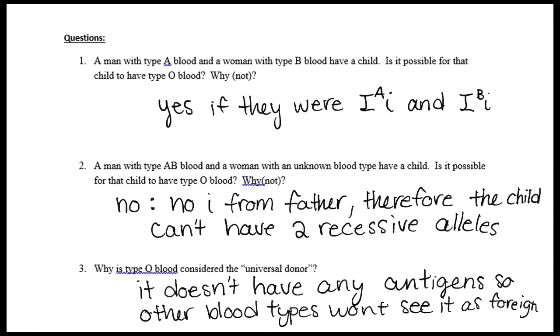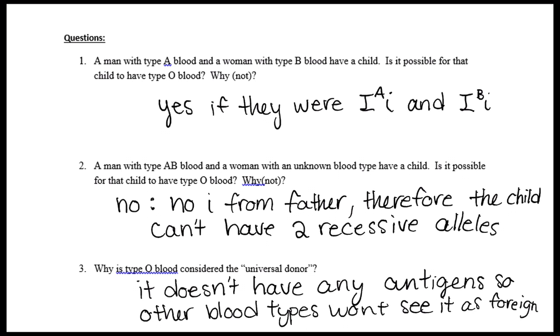Okay, last couple questions here. So number 1, a man with type A blood and a woman with type B blood have a child. Is it possible for that child to have type O blood? So yes, as long as they are carriers for the O blood type allele, so the lowercase i. So if they are IA, lowercase i, and IB, lowercase i, then yes, they could have a child that is type O.